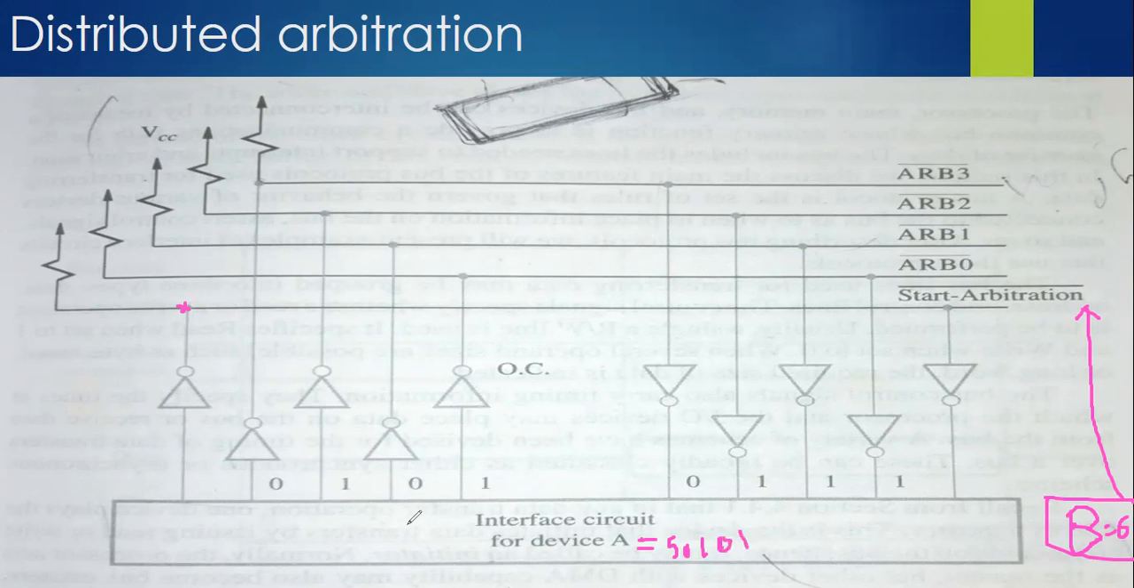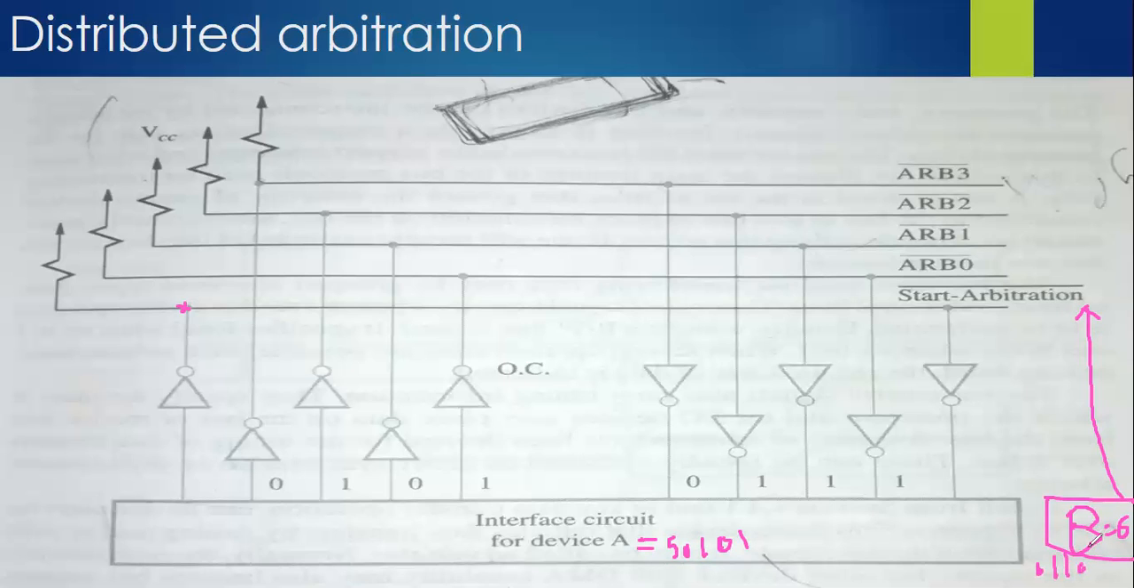Here the device A address is 0, 1, 0, 1, which is equal to 5. 1 plus 2 plus 4 plus 8, like that we calculate: 1 plus 0 plus 4 plus 0, 4 plus 1, 5. So A has address 5, that is 0, 1, 0, 1, and B has address 6. What is the binary representation of 6? 0, 1, 1, 0.